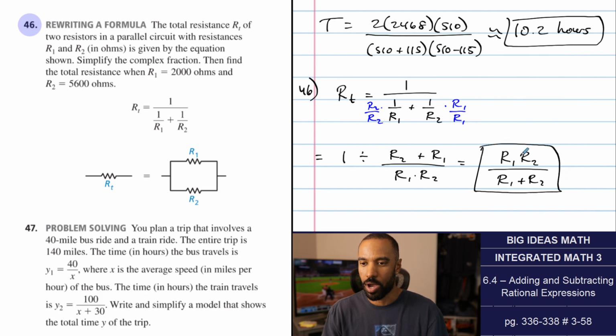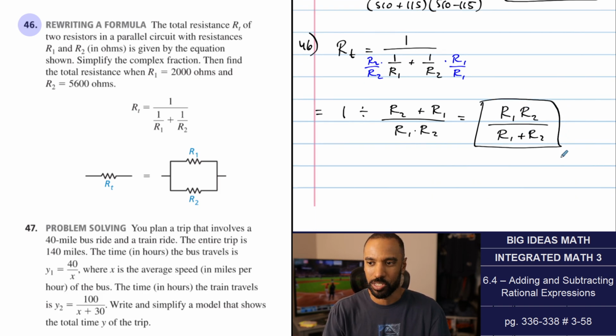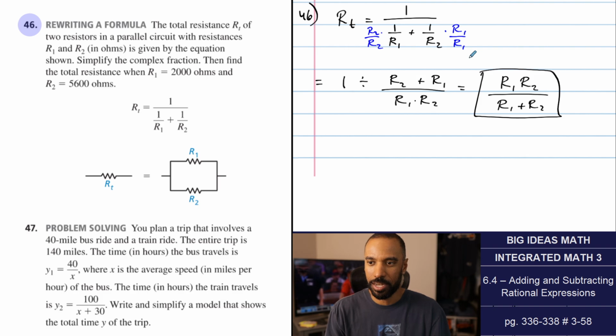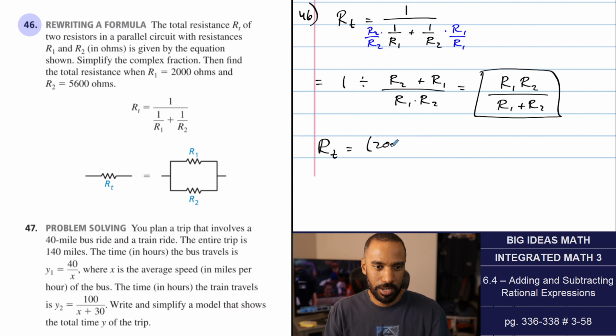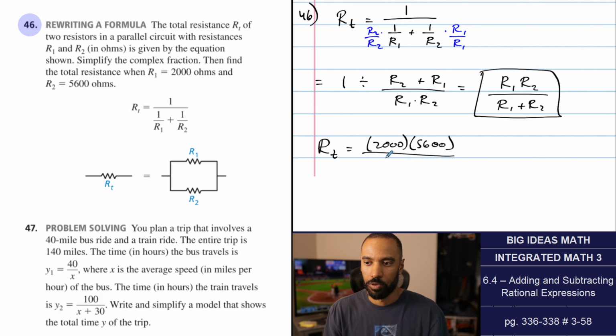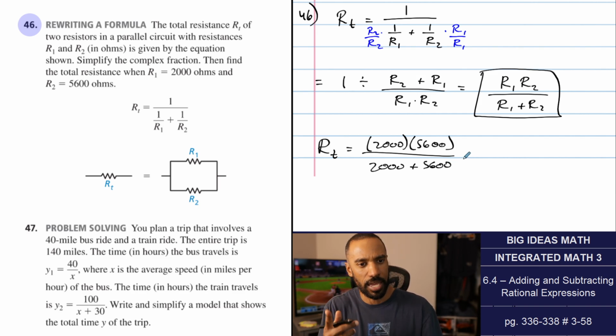So which version do I prefer? That one. It just looks better. It's more plugging in, but I like it. So R sub T now is 2,000 times 5,600 over 2,000 plus 5,600. And you know what? This formula is not just for this.